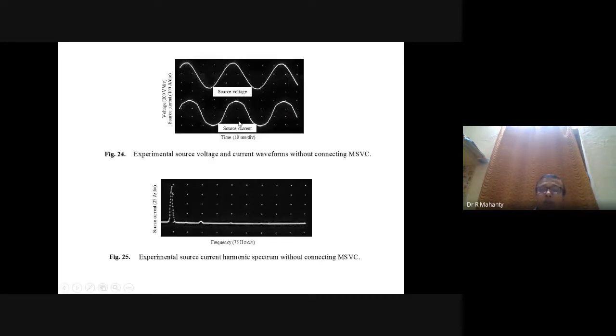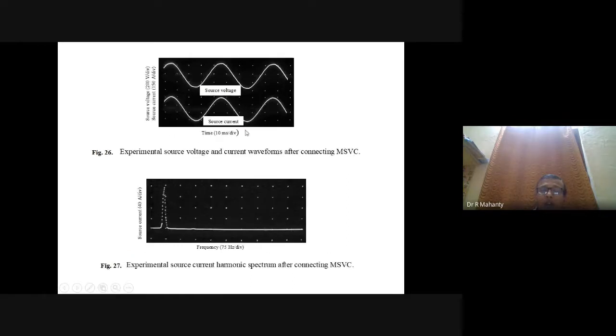You see the source voltage and source current, and the experimental source current harmonic spectrum without connecting MSVC. There are harmonics in there, and when you connect the MSVC, you can see the source current is practically sinusoidal, and there are no harmonics present here.